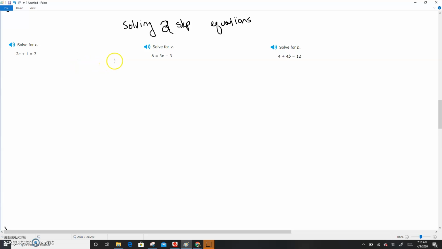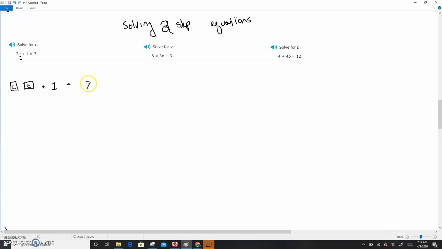Let's dive right in. This first problem is 2c plus 1 equals 7. What we have to keep in mind is that what we're interested in here is finding out what c equals. And we can think of c, it's a variable, it represents a number, as a bucket or a box containing some quantity. And what we have here is two of these boxes, we'll label them c, plus 1 equals 7.